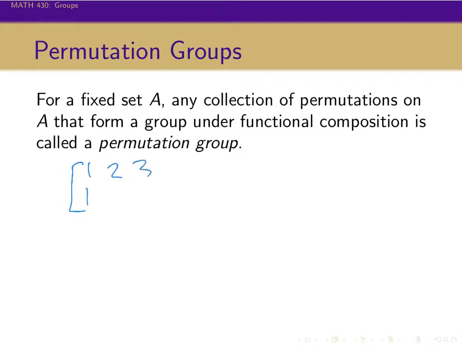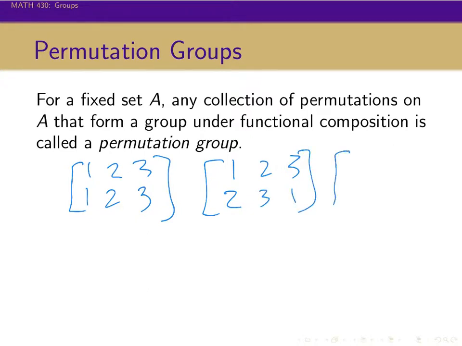well, we need the identity, and then we could do the first two permutations we did, where 1 gets sent to 2, 2 gets sent to 3, and 3 gets sent to 1. And then 1, 2, 3: 1 gets sent to 3, 2 gets sent to 1, 3 gets sent to 2. And you can check here that this actually is a group.